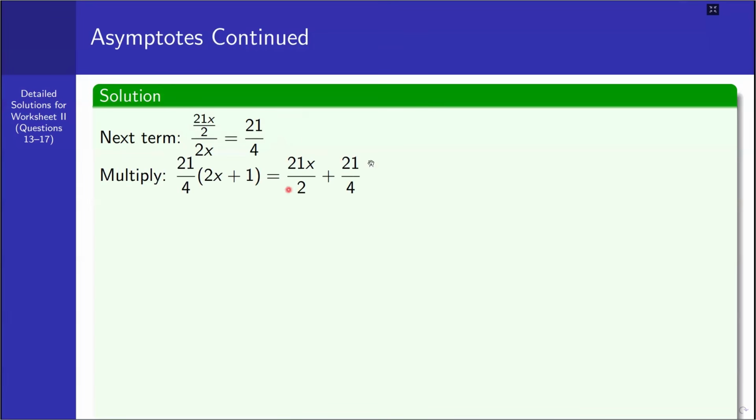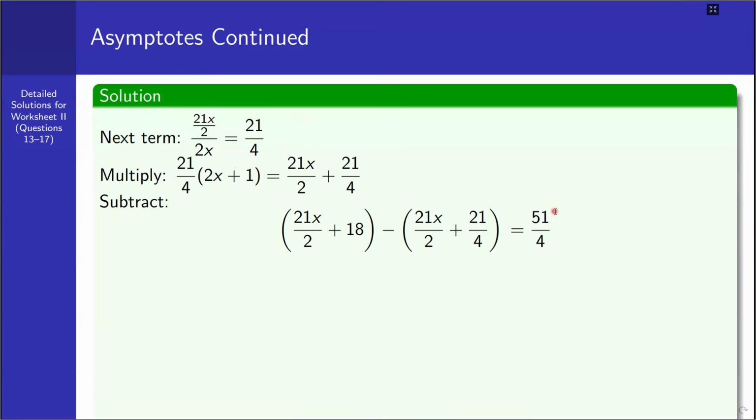Now we subtract this from the previous remainder. That means 21x over 2 plus 18 minus 21x over 2 plus 21 over 4. So the 21x over 2 terms cancel out, and 18 minus 21 over 4 is exactly equal to 51 over 4. So exactly 51 over 4 will be the remainder obtained here.